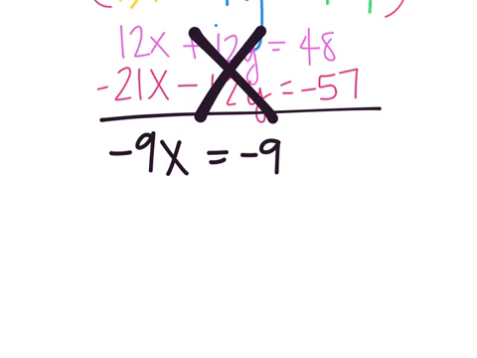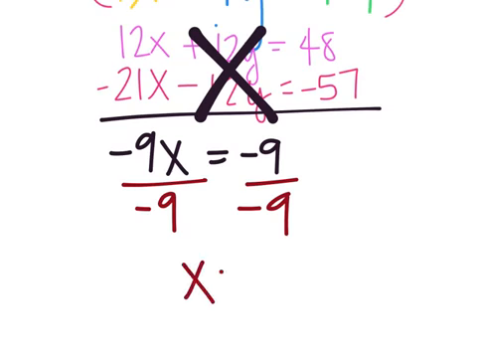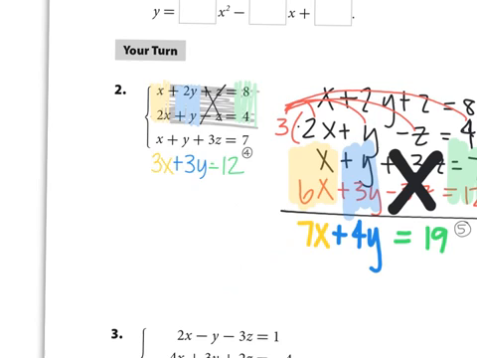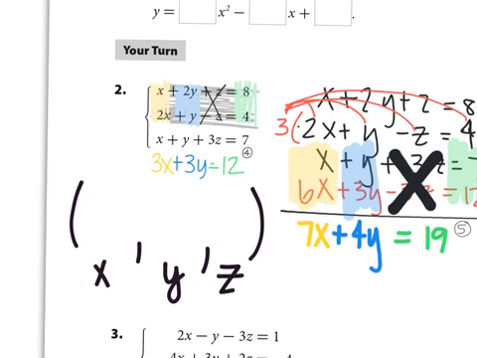And how do you solve that? What do you do? Divide by negative 9 on both sides, and we now know that x equals 1. So because this has 3 variables, that means my answer is an ordered triple. It is an x, a y, and a z. And we have figured out that x is 1. So that's the first thing we've done. So now that I know x, I need to find y and z.